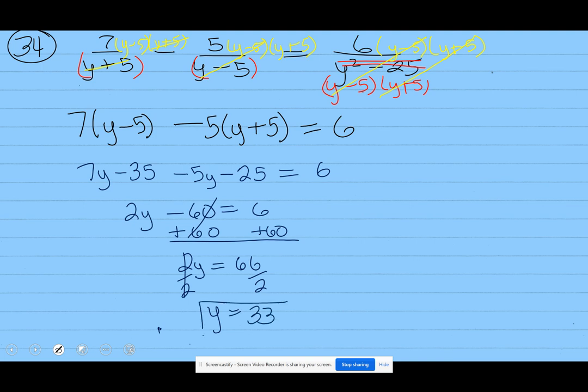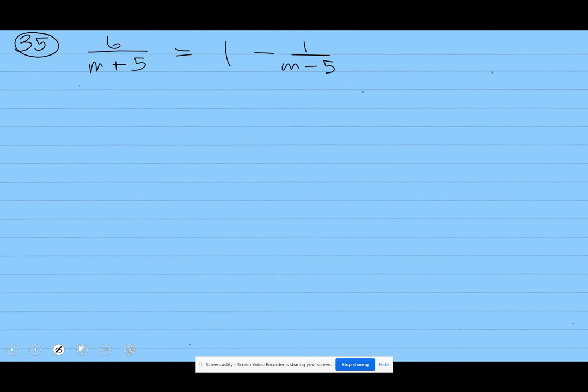Now check it. If I put 33 all the way back in the original problem, does it create a 0? Absolutely not. So it checks. So that's the answer there. I'm checking my answer key if I can find it. That's it. All right, 3 more to go.